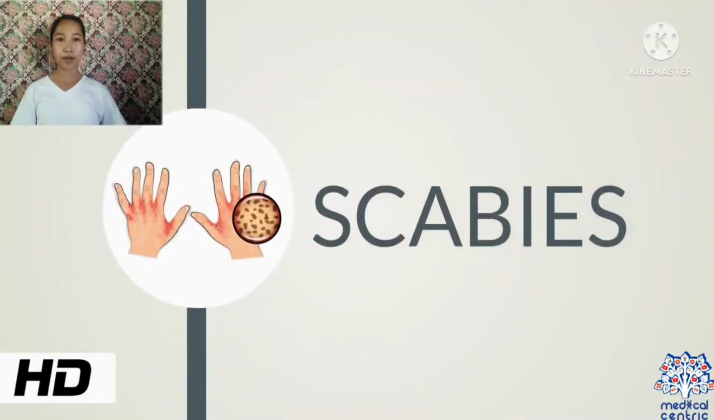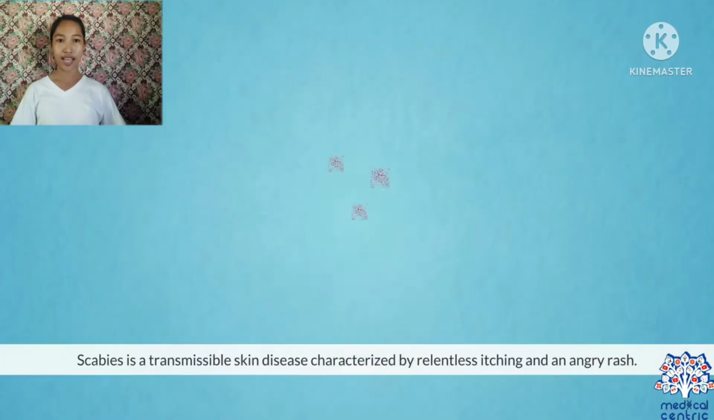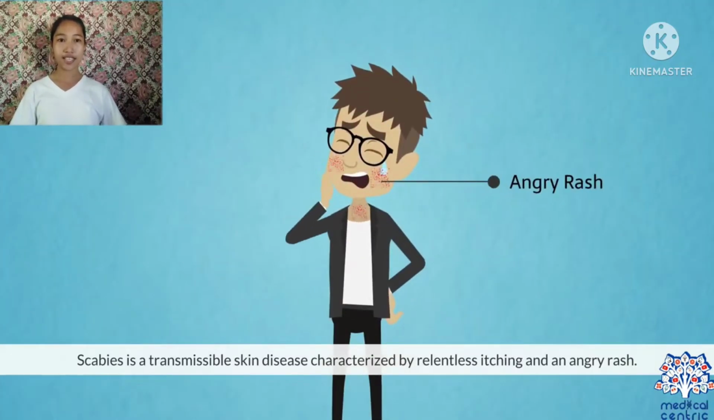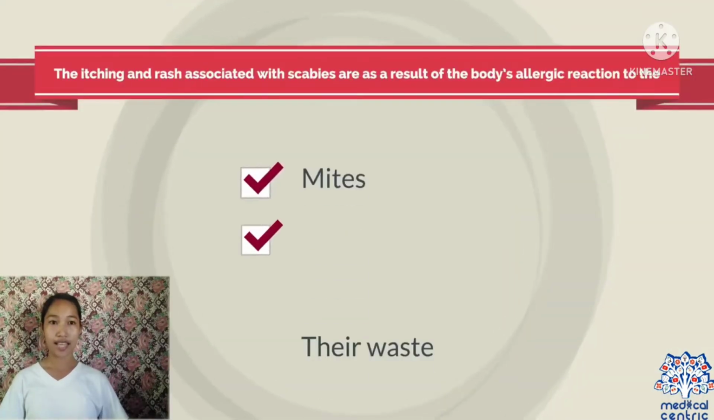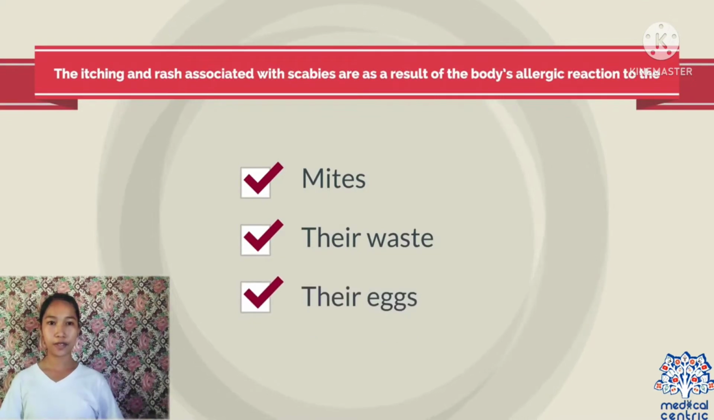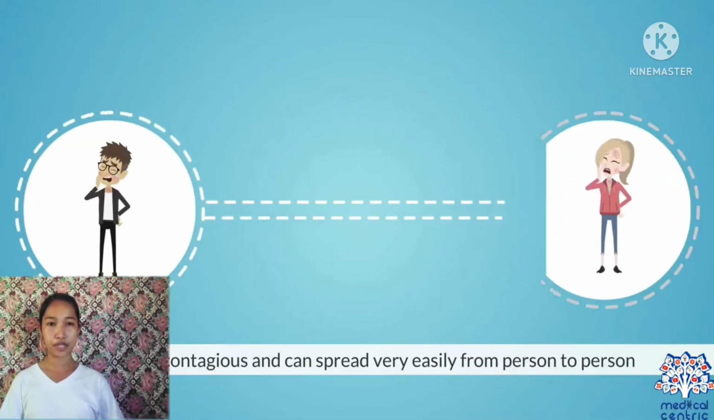Scabies is a transmissible skin disease characterized by relentless itching and an angry rash. The itching and rash associated with scabies are a result of the body's allergic reaction to the mites, their waste, and their eggs. It is highly contagious and can spread very easily from person to person.